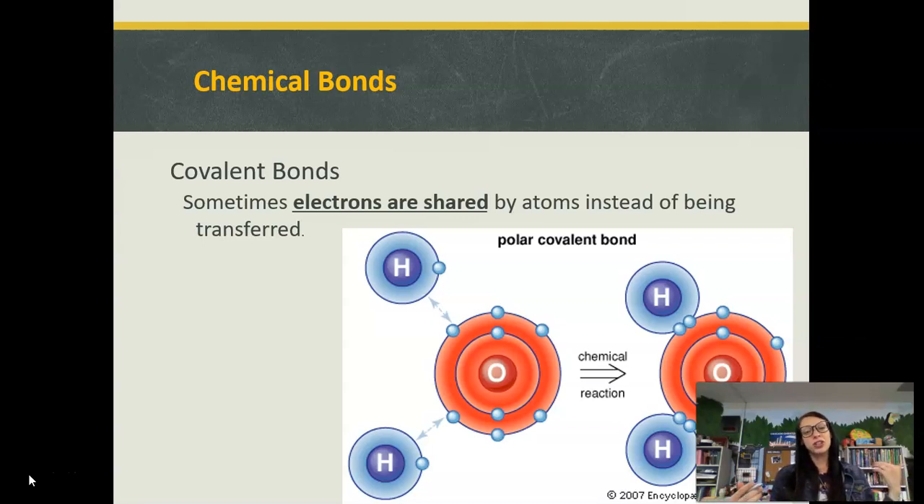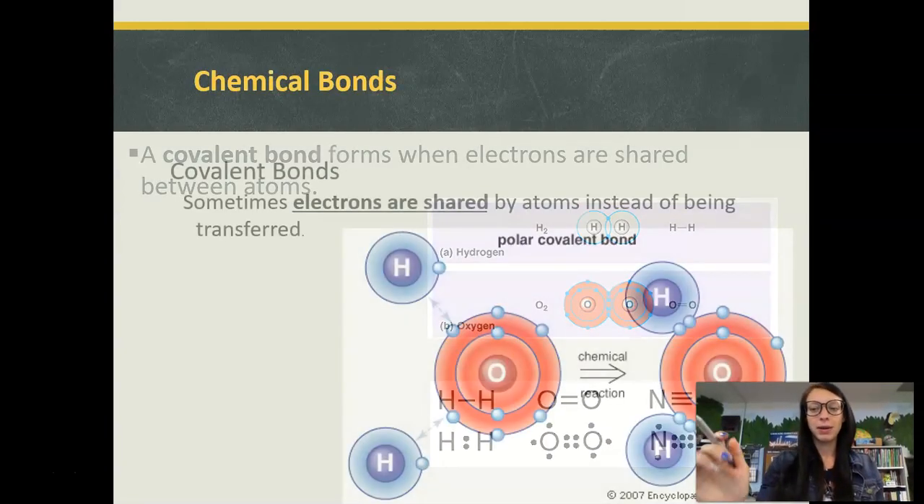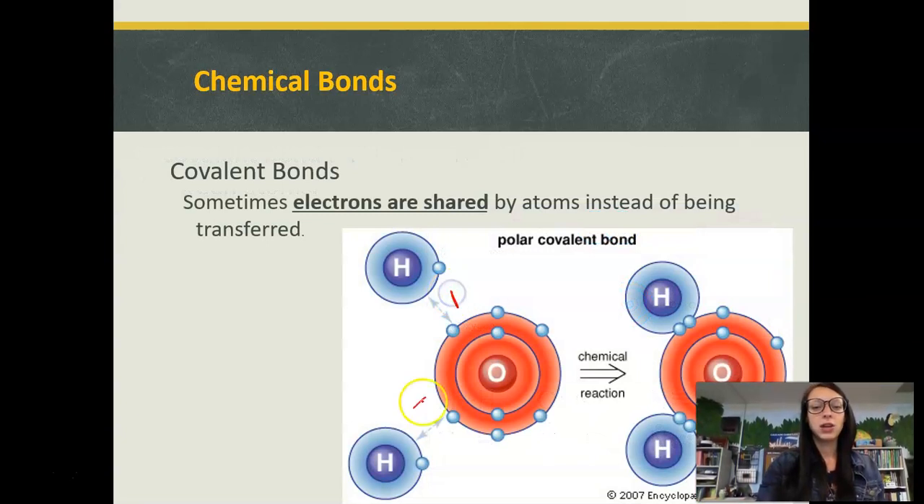Here, hydrogen shares its 1 valence electron with oxygen's 6 valence electrons. And this happens twice. So we have here once and here twice. This gives hydrogen a 2 in its 1 shell on both hydrogens, and it gives oxygen a total of 1, 2, 3, 4, 5, 6, 7, 8 electrons, but again, being shared.